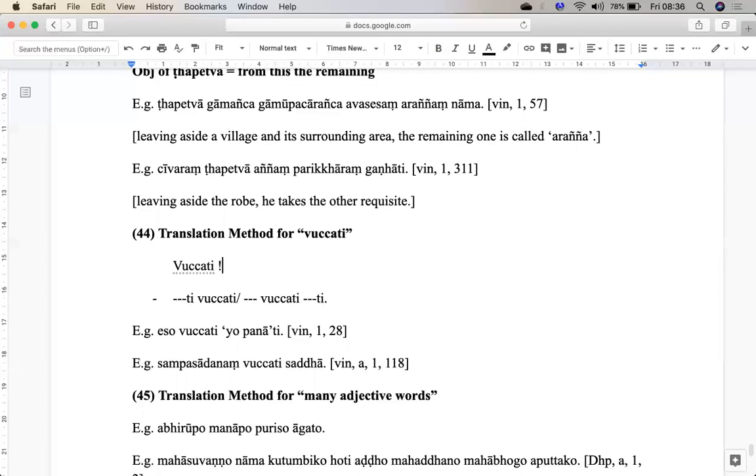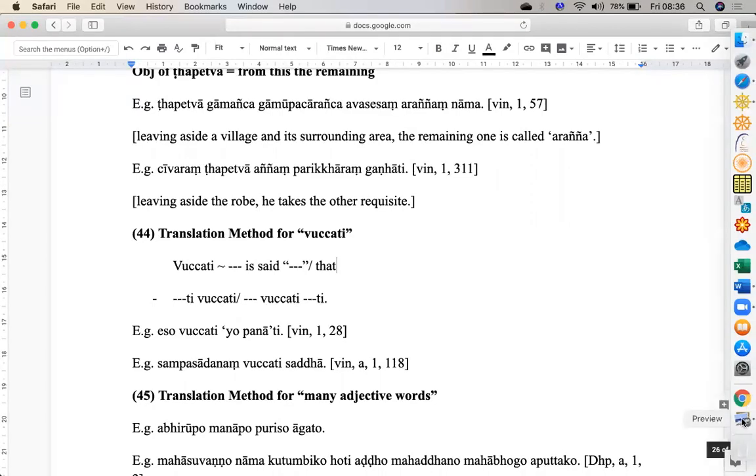Wojeti is 'said', the quotation, whether direct speech or indirect speech. So if we understand that sense, we can understand it this way. Okay, here, let's go to the original textbook.